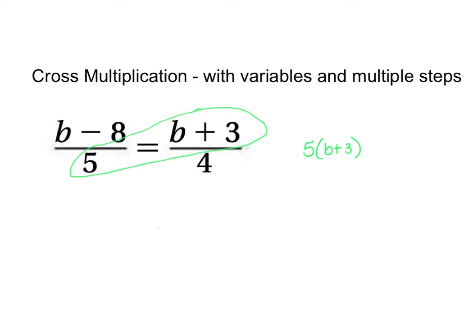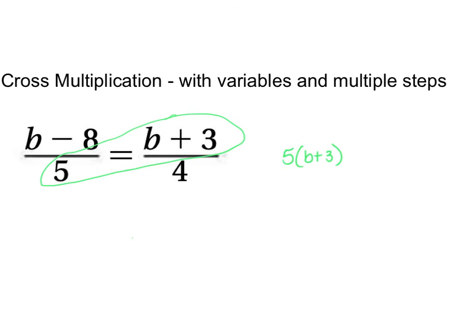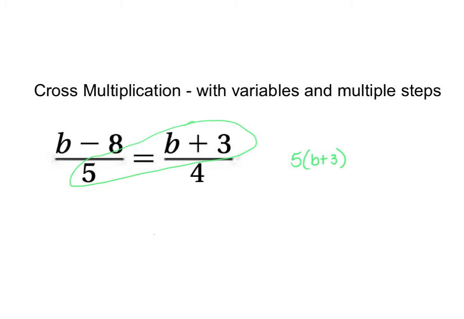Remember, the entire numerator and the entire denominator go in parentheses, okay? That way, you know that you have to distribute, right? We see that we have to distribute that 5. The same thing is going to happen in the other cross multiplication. We've got b minus 8 times 4. So this is equal to 4 times b minus 8. So when you have multiple terms, make sure you are putting them in parentheses, okay?